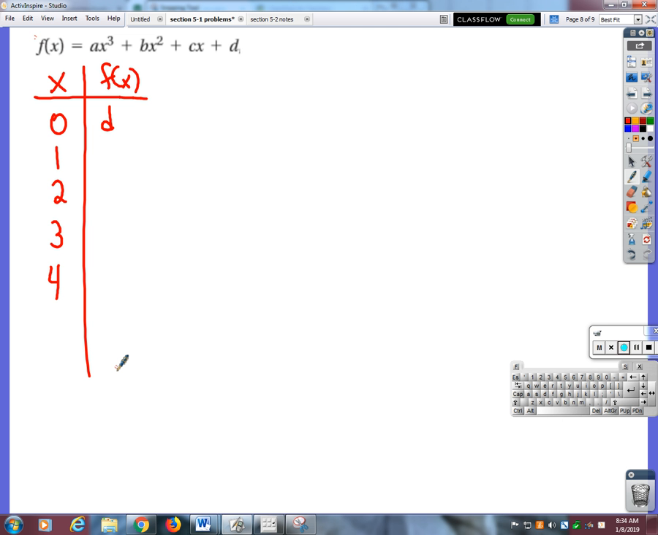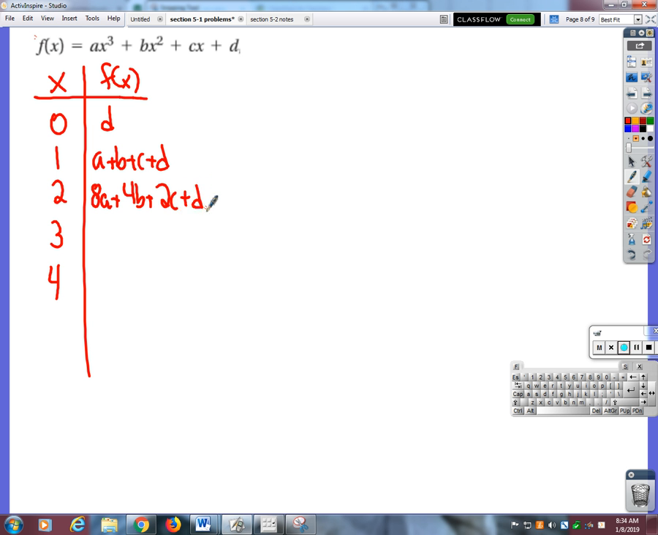What do I get if I plug 1 into there? Yeah, but the x's are now 1s. So, yep, it would be a plus b plus c plus d. Okay? What do I get if I plug 2 into here? What's 2 cubed? 8, so that would be 8a plus 2 squared is 4b plus 2c plus d.